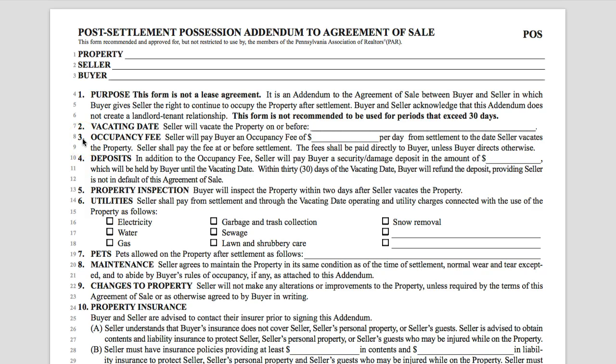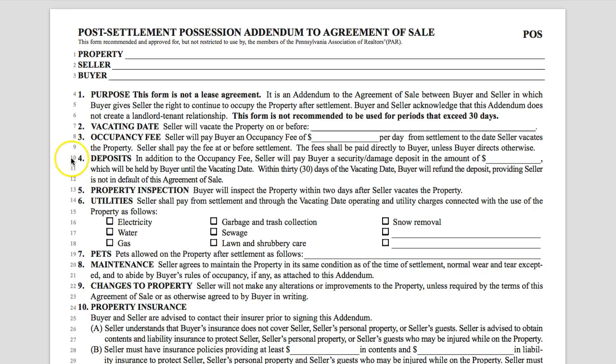So let's say they agree to $30 a day and they want to stay for an additional 10 days. So they would pay the buyer $300, and they either pay that by check directly to the buyer, or let's say there's no seller assist already, or there's room to add seller assist. You can just add in the $300 seller assist. So basically the seller is giving $300 back to the buyer.